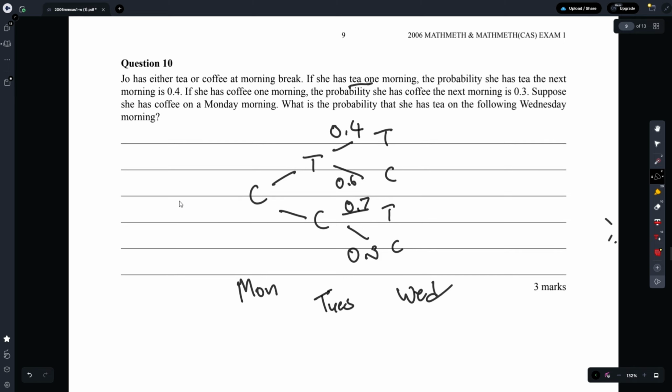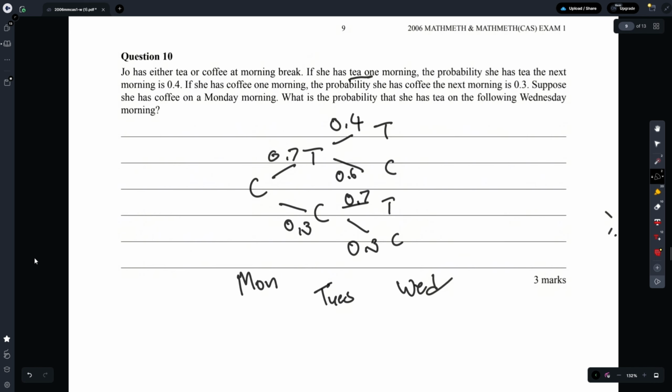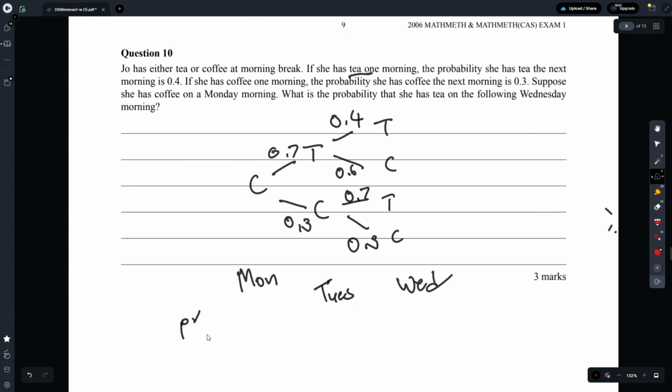So we're looking, okay, coffee on Monday morning. The probability she has coffee the next morning is 0.3, tea 0.7. Okay. So we're actually looking for when she has tea on Wednesday morning. So that's this path right here, because of this tea, and this path right here.